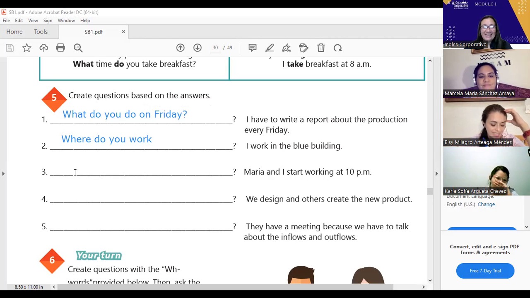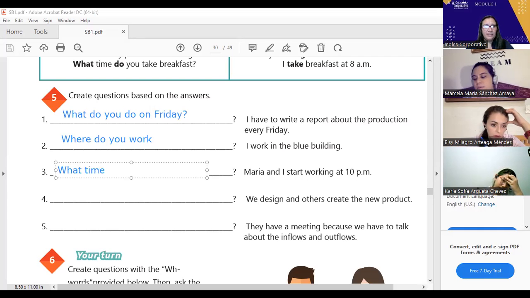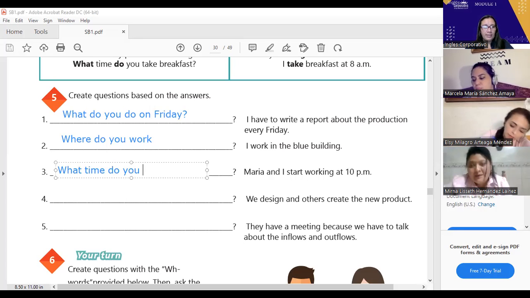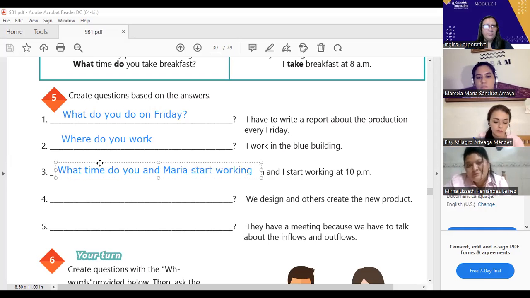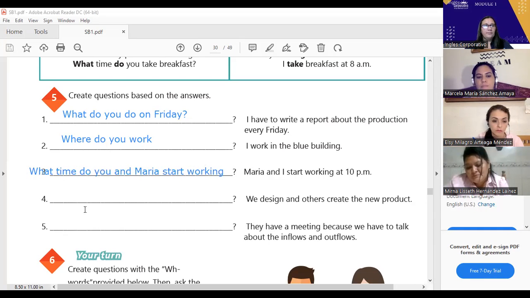Y estas son reglas de inglés que uno no puede saltar. But Maria and I start working at 10 p.m. What time do you and Maria start working? ¿A qué hora empiezan a trabajar, Maria y tú? Para que se vea el question mark. Yes, what time do you and Maria start working?